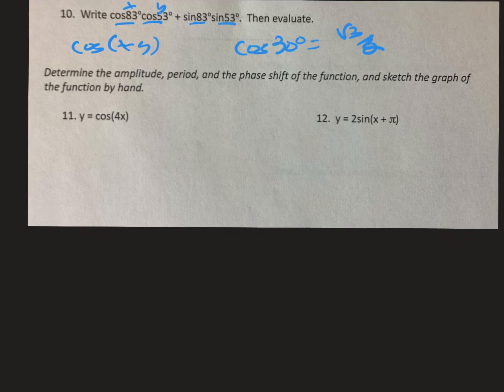Number 11, 12, determine the amplitude and sketch the graph of one period. Amplitude, period, phase shift. So this one, the amplitude is 1. The period is 2 pi divided by 4, which is pi over 2. There is no phase shift.